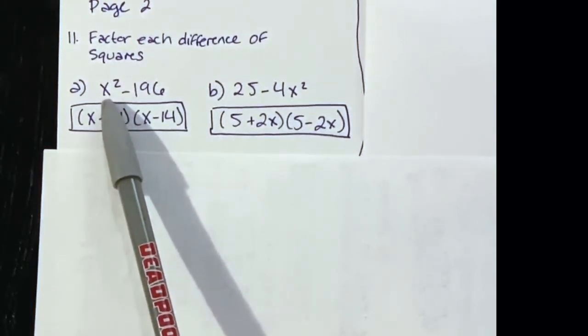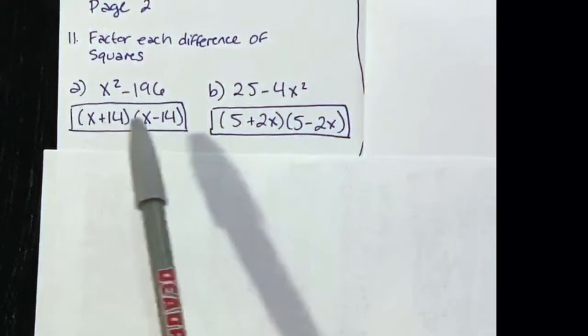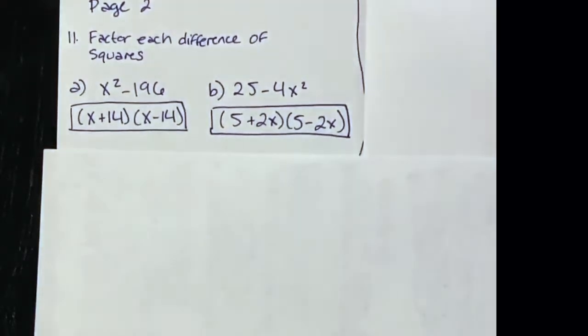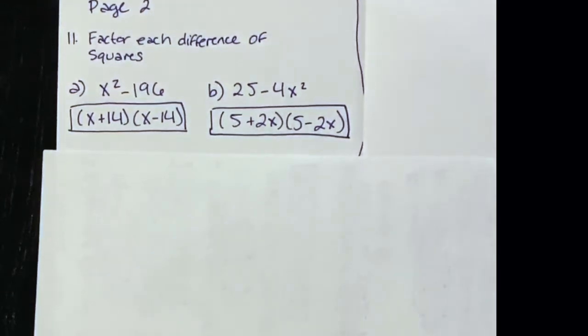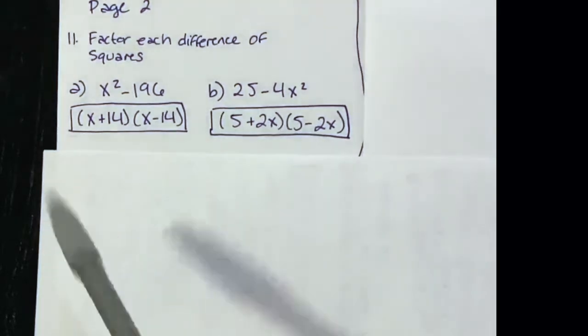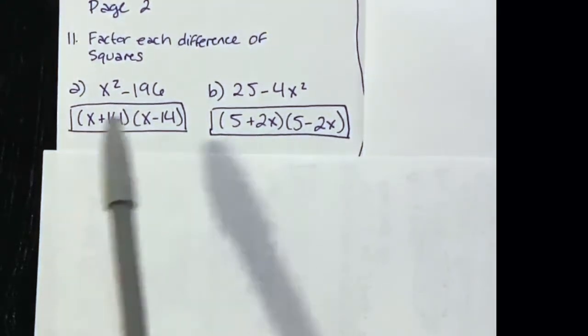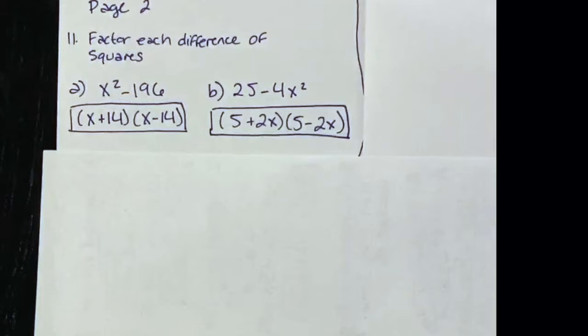So, what times what is x squared? X times x, right? So both brackets have an x. Now we look at negative 196. What times what is 196? You can use the square root button on your calculator. So the square root of 196 is 14. So we're going to have plus 14 in one bracket, minus 14 in the other bracket.